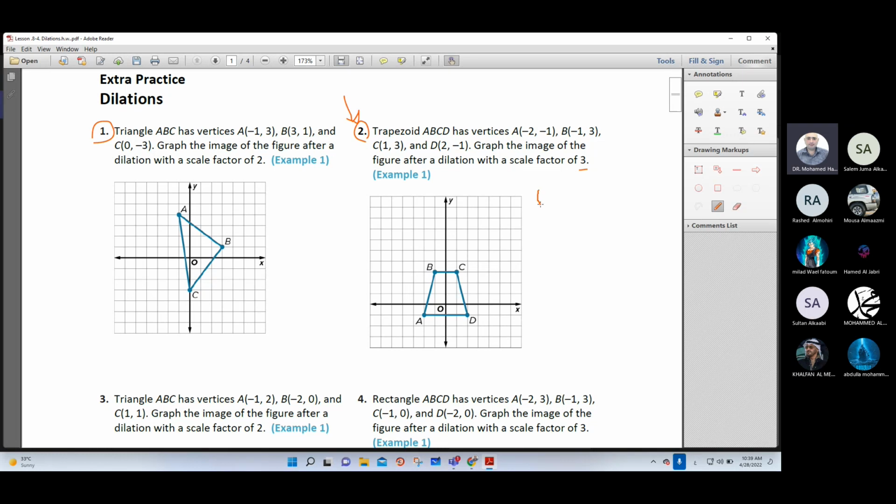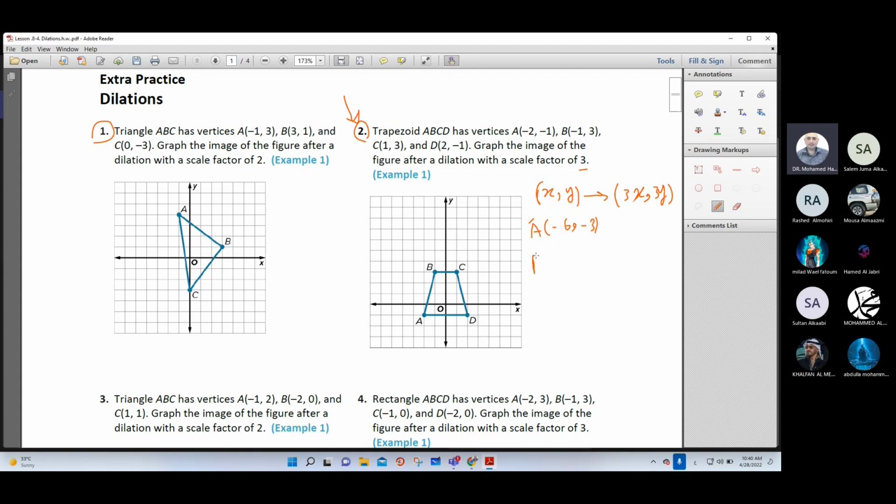So the rule (x, y) will be (3x, 3y), since scale factor 3 means 3 times x and 3 times y. So the first point, A prime: multiply x by 3 and y by 3. Minus 2 times 3 will be minus 6, and minus 1 times 3 will be minus 3.